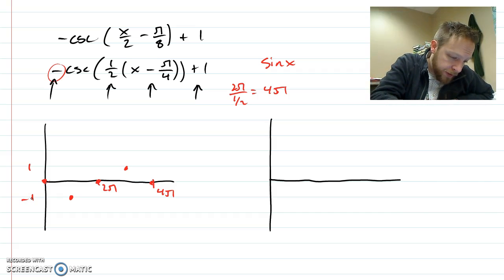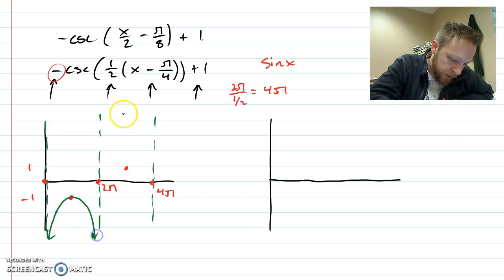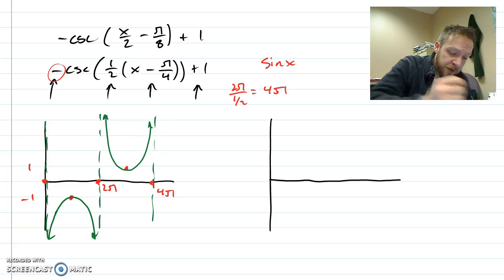Alright, and so I know that my asymptotes are going to be whenever it's 0. So my graph without the shifts is going to look like this. And that's 1 full period without shifts. So now we need to move on to our final product.